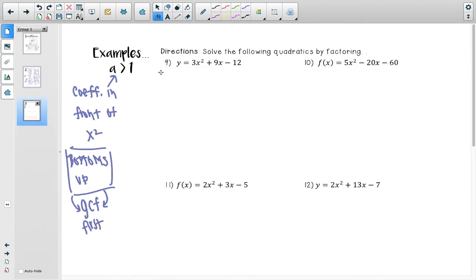So on number 9, we need to ask ourselves, is there a greatest common factor? Anytime there's a number in front of the x squared, the highest power, always, always, always ask yourself, is there a greatest common factor between the 3x squared, the 9x, and the 12? And there is. That greatest common factor is 3. So I'm going to do 2 steps at once. I'm going to do the greatest common factor. I'm going to divide everything by 3.